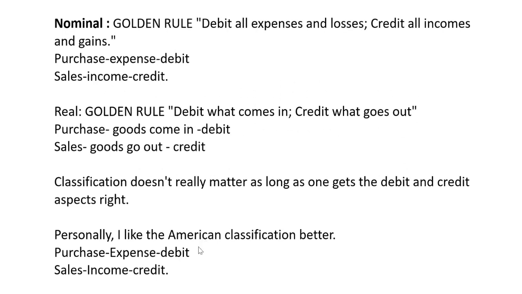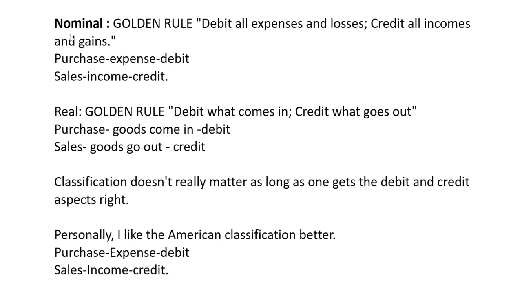Look at this. According to the golden rules of debit and credit, we know the nominal account rule is: debit all expenses and losses, credit all income and gains. We know that. Whenever there is a purchase, we consider it as expenditure, and expenditure comes on the debit side, and sales on the credit side, and we consider this as an income. This is the first case, if we consider this as a nominal account.